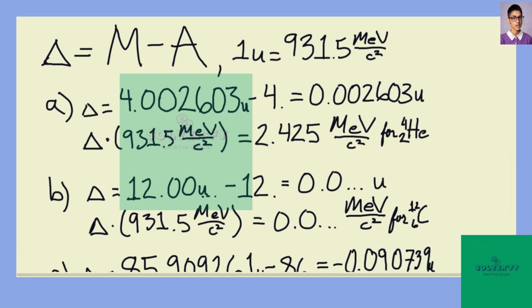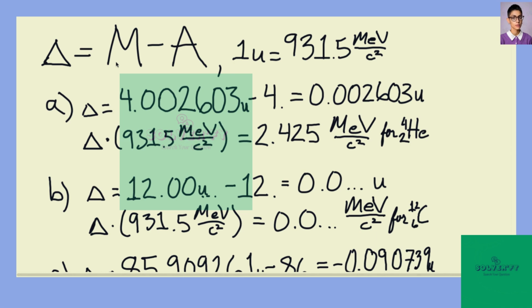In this problem, we're asked to find the mass excesses of various isotopes, both in terms of atomic mass units as well as mega electron volts per square of speed of light. I've done that for part A, where we're looking for the mass excess for helium.